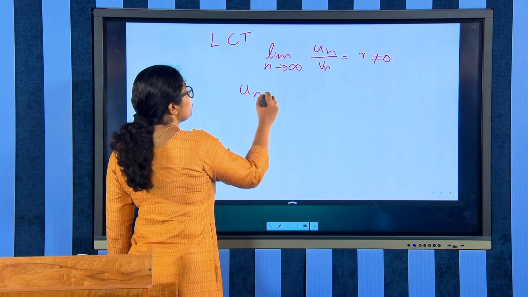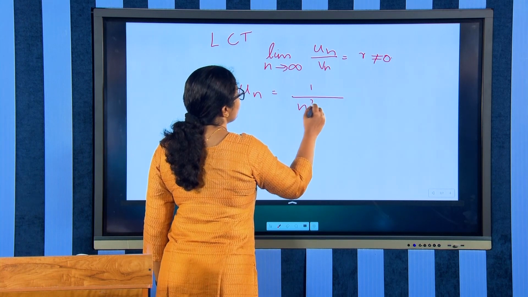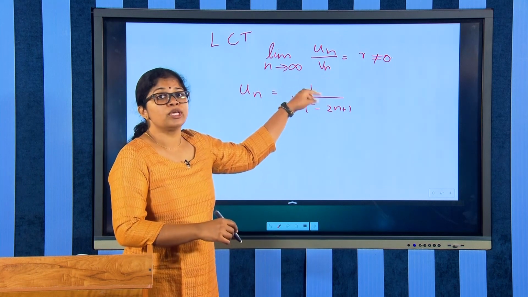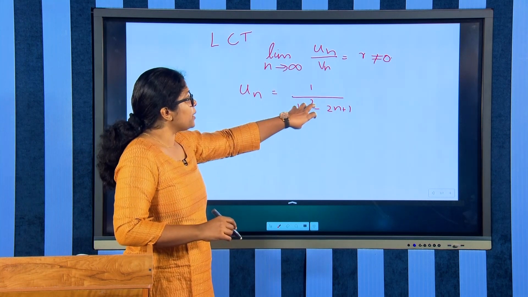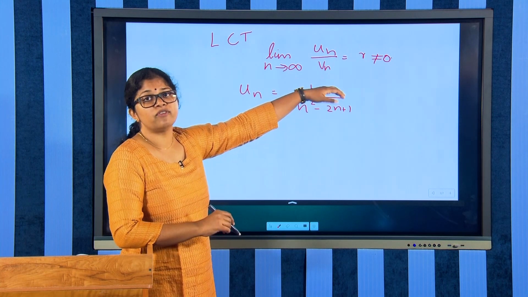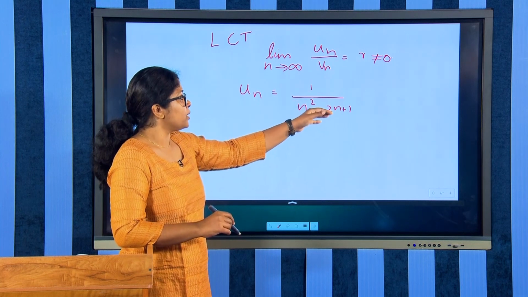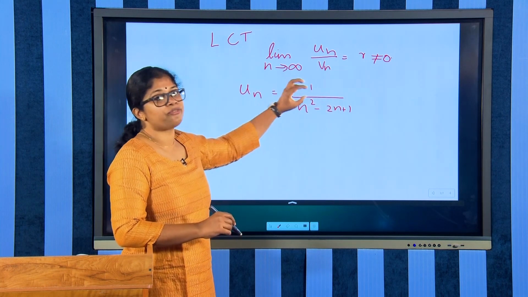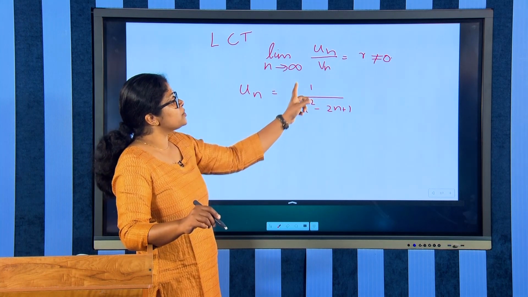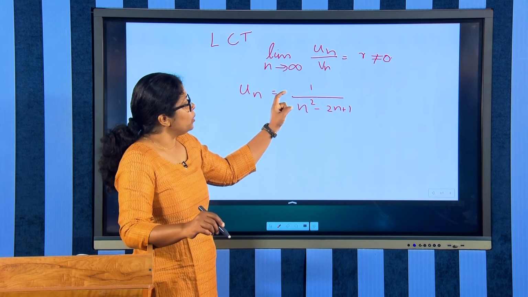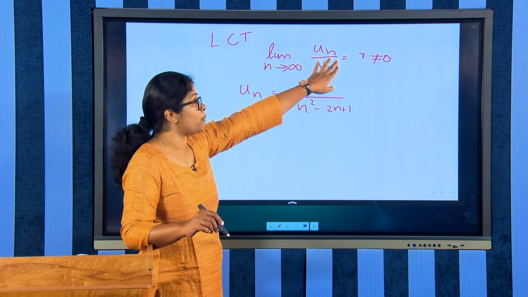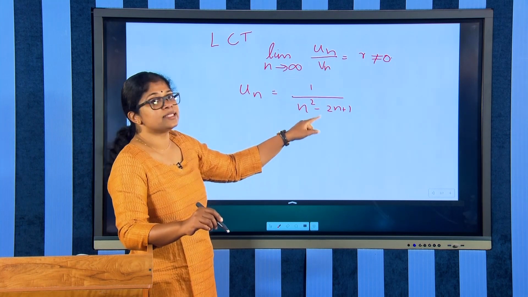So, given your un equal to 1 upon n square minus 2n plus 1, when you apply limit n going to infinity, when n becomes larger and larger, there should be something in the numerator which cancels these n's off. Then only we will be getting this as a finite quantity. Otherwise, if you directly put n tends to infinity, this will go to 0. So, we need some term here in order to get the ratio to be a finite non-zero value, we need to cancel these n's off.